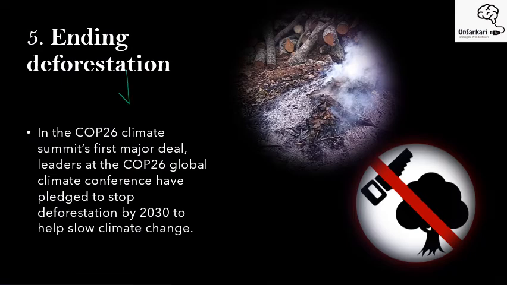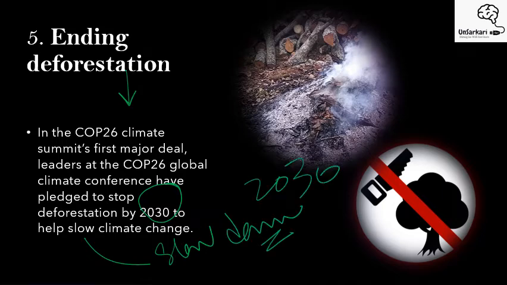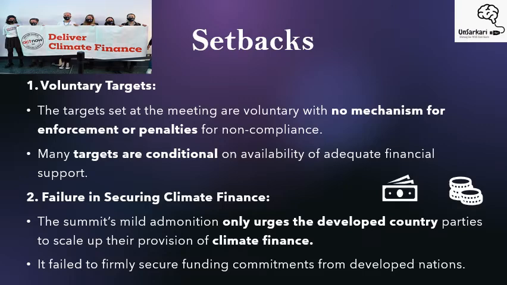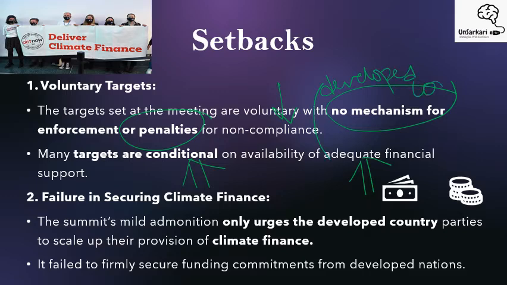The goal is also to end deforestation. The COP 26 initiative is that there must be an end to deforestation by 2030, so as to slow down climate change. But there have been certain setbacks. These are voluntary targets, with no mechanism for enforcement or penalties for non-compliance. Many targets are conditional on the availability of adequate financial support. There comes the role of developed countries.